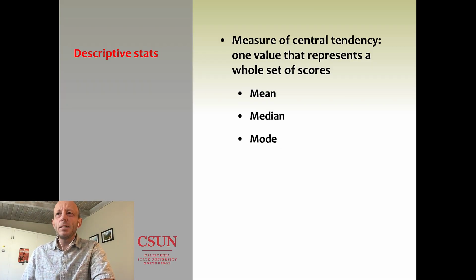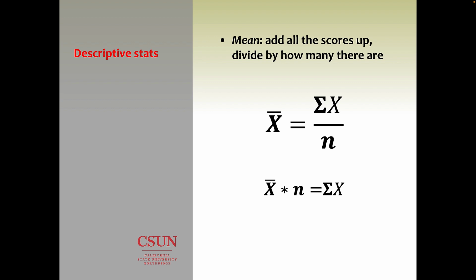All right, this is your measures of central tendency and variation in your data set descriptive statistics video. To start, I'm just going to show you the formula for the mean. Well, you probably have seen this before. It's just you add all the scores up and divide by how many there are.